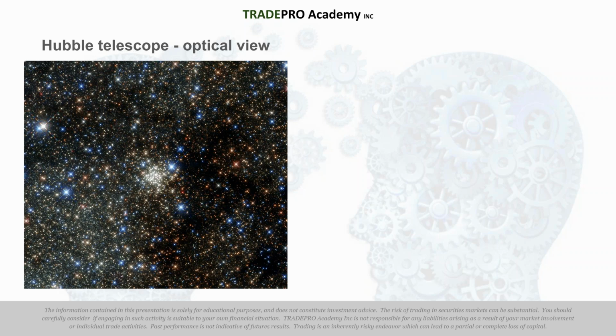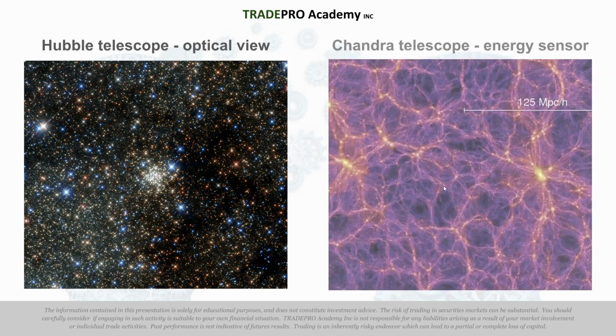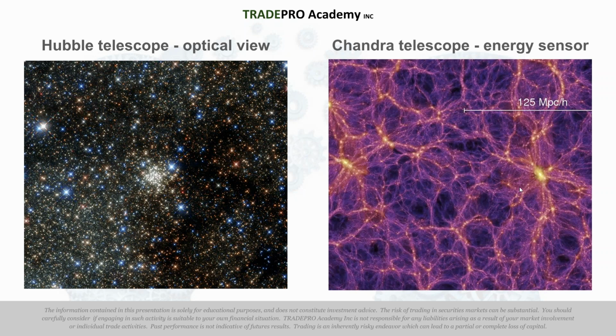Now, check this out. This is called the Chandra telescope. It's got an energy sensor looking at the exact same thing the Hubble telescope is. What do you see here? Everything's actually interconnected. Do you see that? There is no space. There is no void. It's all connected through energy. So therefore, entities that look to be individual and separate are interconnected by an energy field. Your optical eyes don't see it, but the energy sensors pick it up.